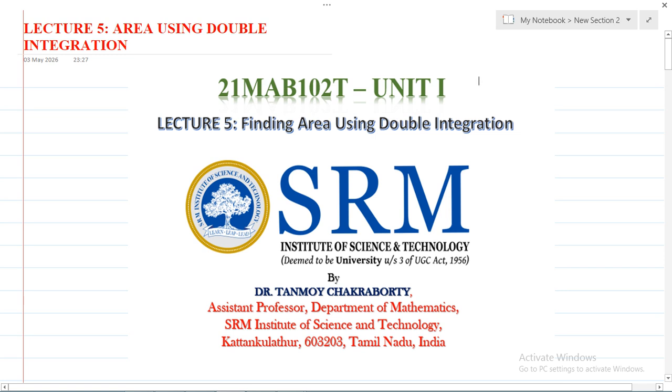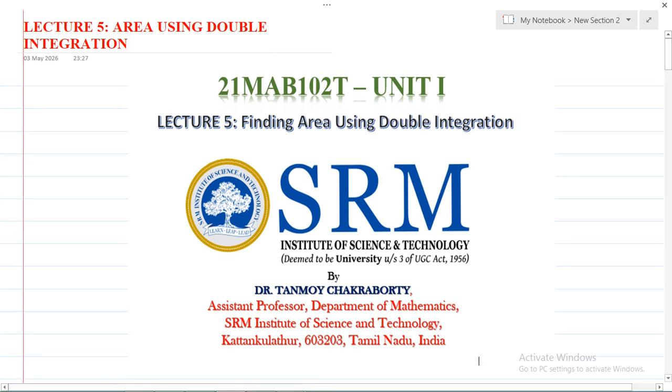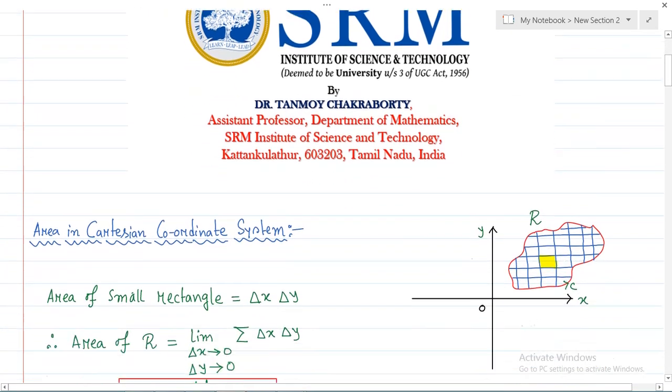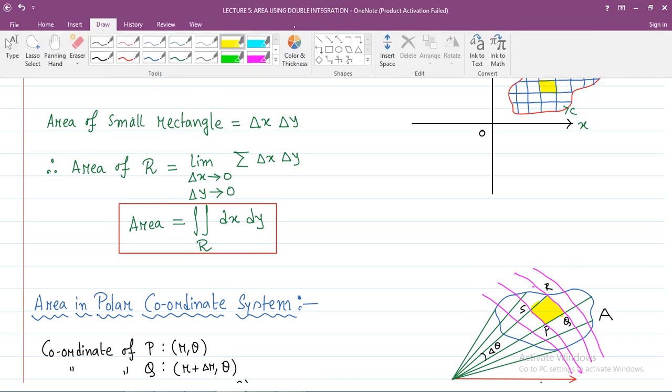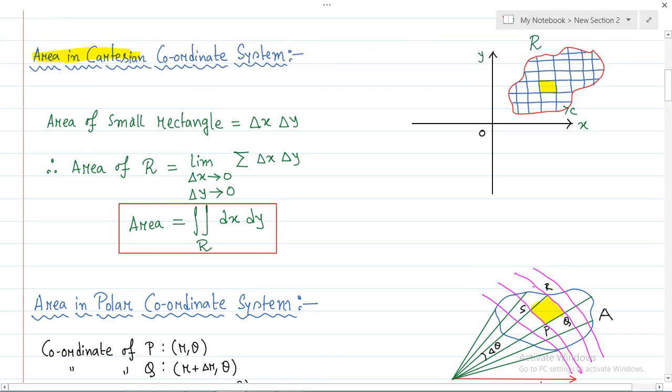Before we start the discussion and come to the problem solutions, we have to derive, or try to understand, how the area formulation comes in the Cartesian coordinate system as well as in the polar coordinate system. First, for our basic understanding, we are considering the Cartesian coordinate system and finding the area from there. Say we have one region R in the xy plane. How do we calculate the area of this region in the Cartesian coordinate system?